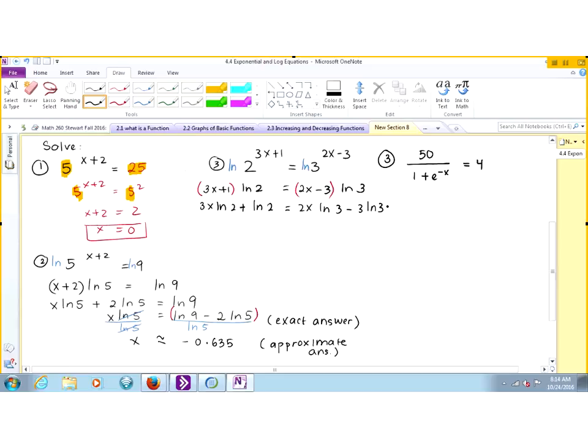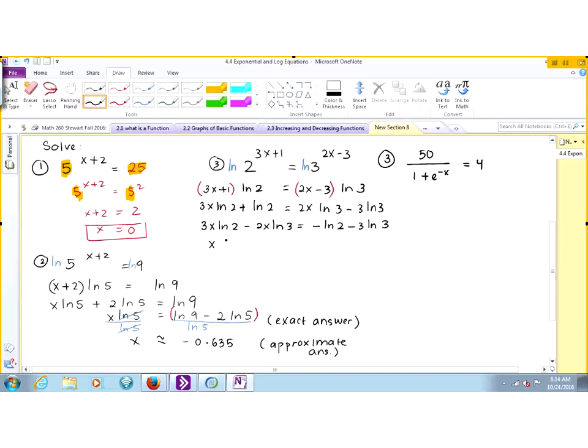Okay. Now, let's bring down the x's on one side. So, if we choose the left, then we will have 3x ln 2 minus 2x ln 3 is equal to what? Negative ln 2 minus 3 ln 3. So what are we doing here? Basically, we want to solve for x. So we will have x all on one side. Right? Now, what am I supposed to do now? I have two x's. What do we do now to solve for x?